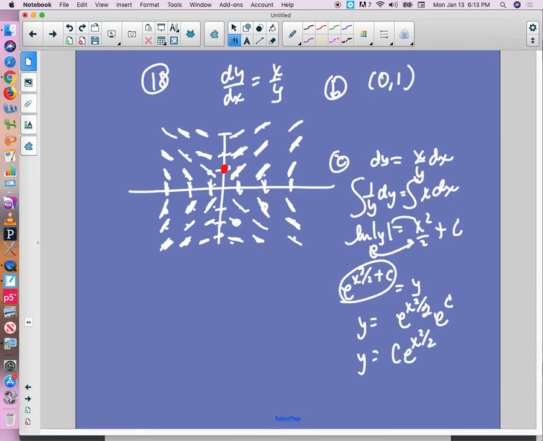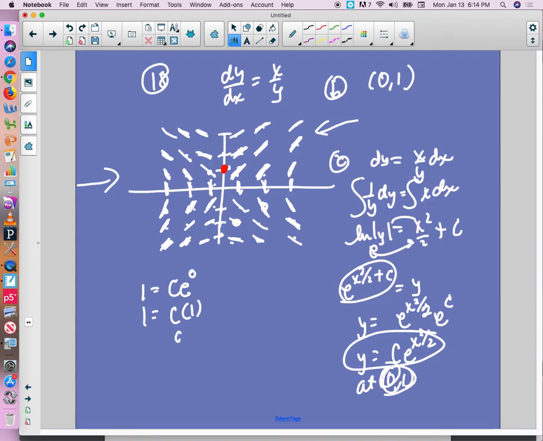Okay. And now I want the particular solution at 0, 1. So there's all sorts of graphs like this that could go through anywhere. And I want what's going through 0, 1. So I'll fill it in for y. E to the x is 0 squared over 2. So I get 1 equals c e to the 0. So I know c is 1. So my equation is just y equals e to the x squared over 2.